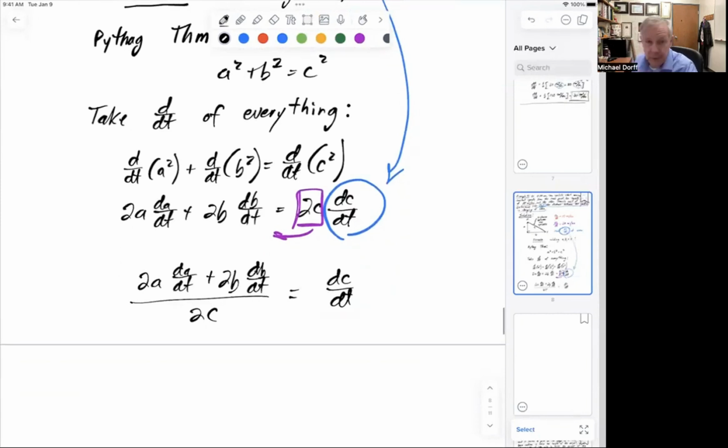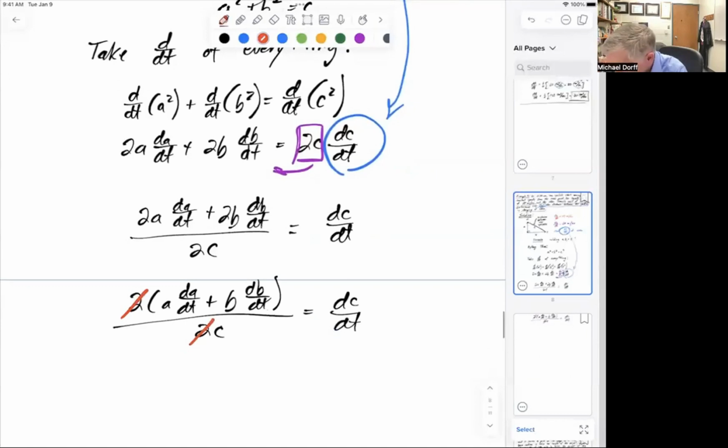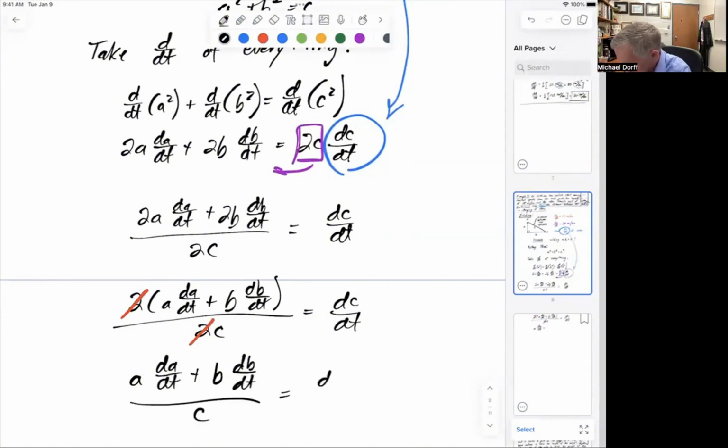Now what I'm going to do, I don't normally show this step, but I can. In the top, I can factor out a 2 because everything has a 2 in common, and I get this quantity over 2c, and that equals dC/dt. And because I have the 2 multiplied in the top and a 2 multiplied in the bottom, I can cancel those out. All right, and I get (a dA/dt + b dB/dt) over c equals dC/dt.